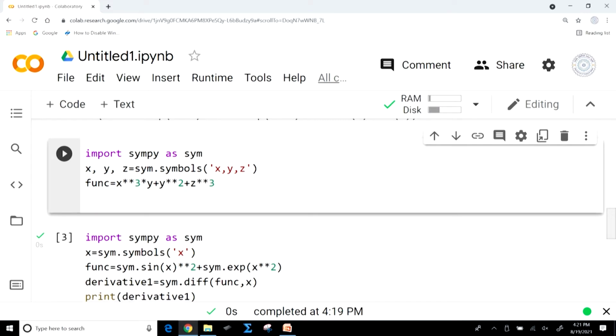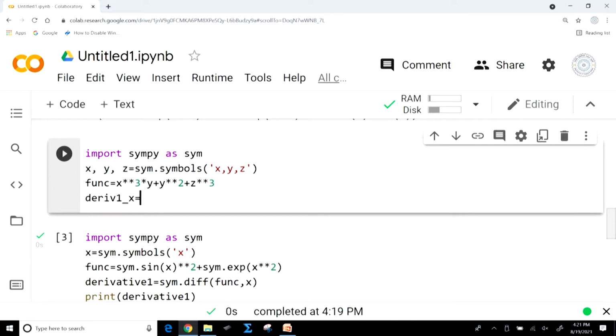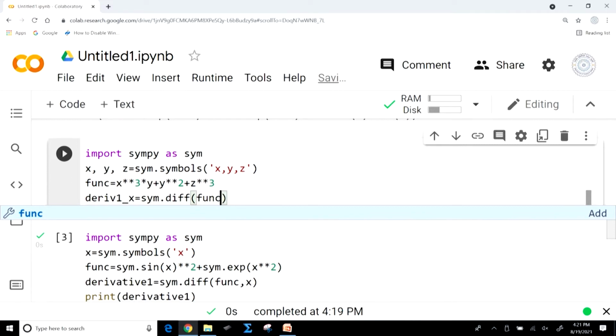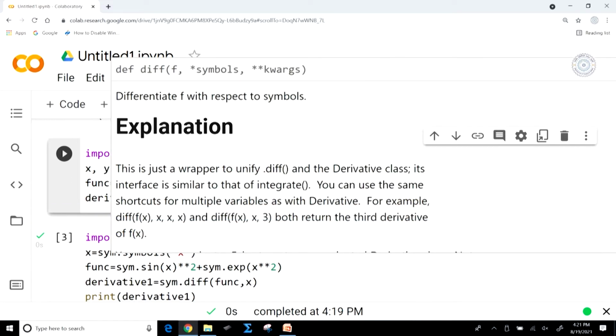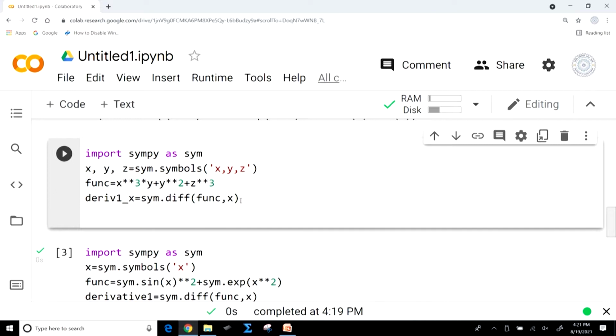Now, suppose you want to find the partial derivative of this function with respect to x. How can you proceed? You can write, as a notation, deriv1_x, which is equal to sym.diff of the function, with respect to x. So, you write x here, and then you print derivative 1 with respect to x. Print whatever you want to calculate.